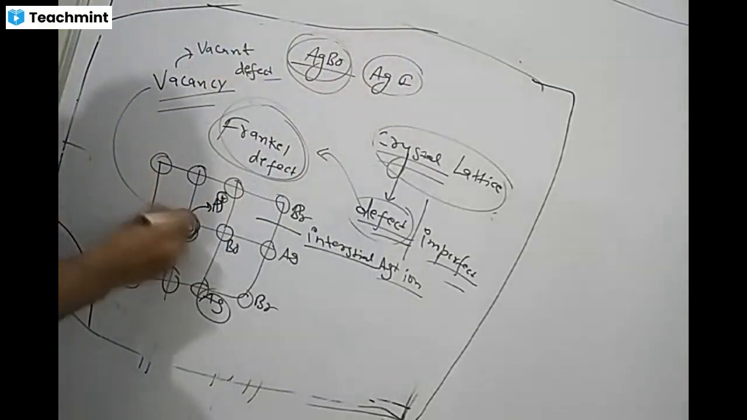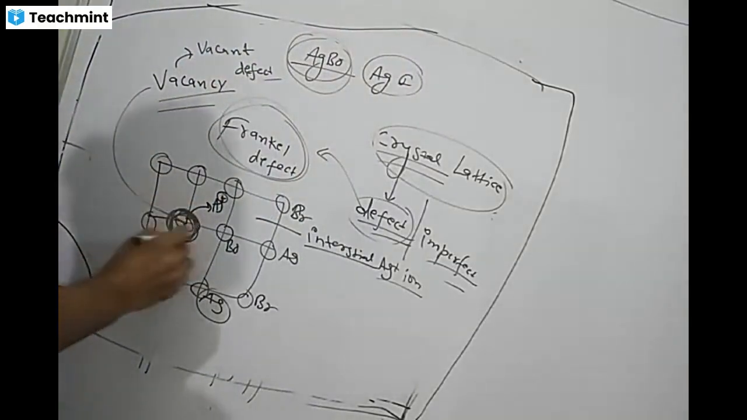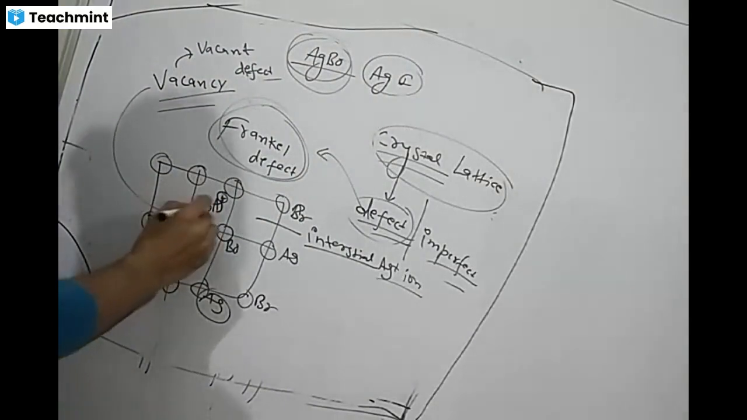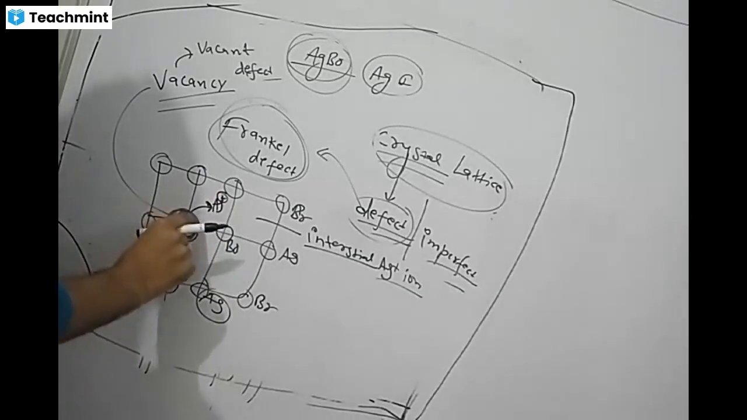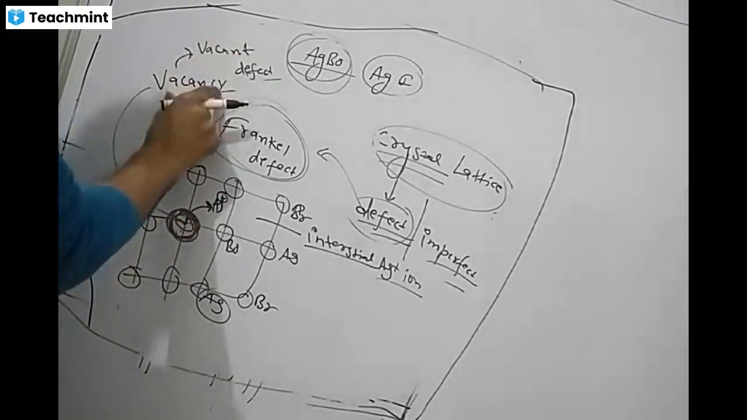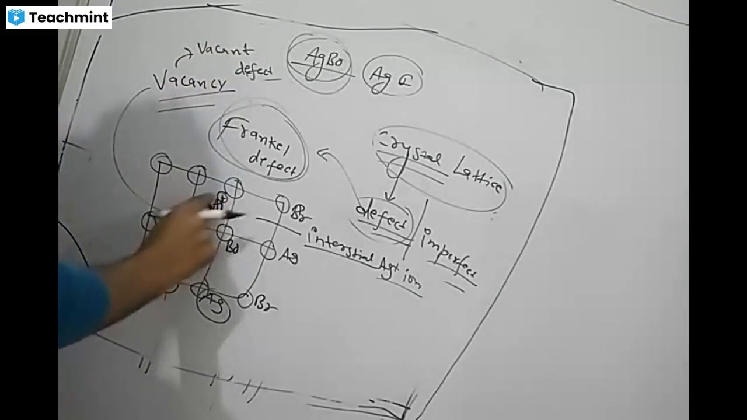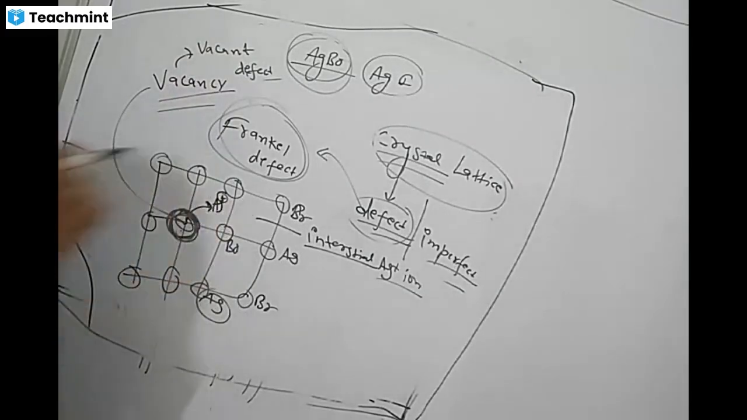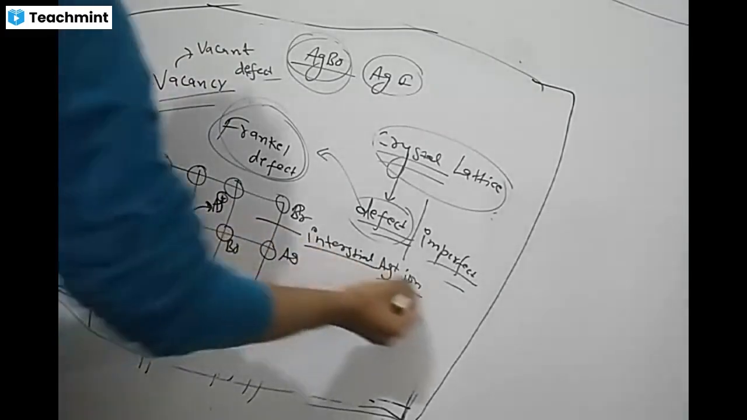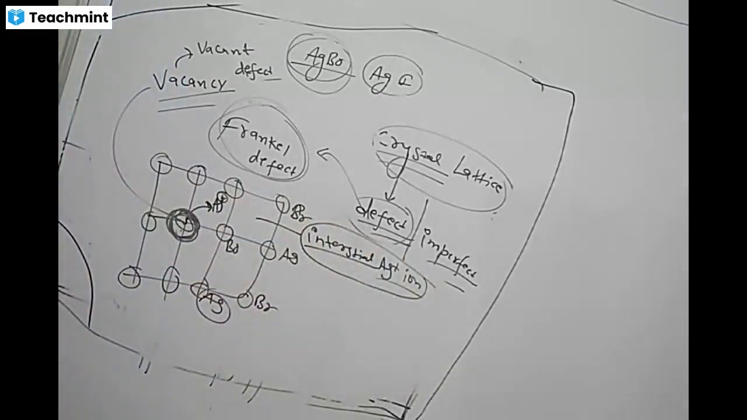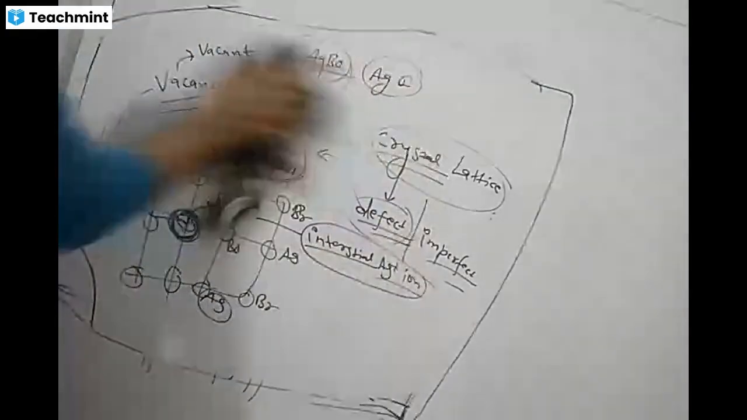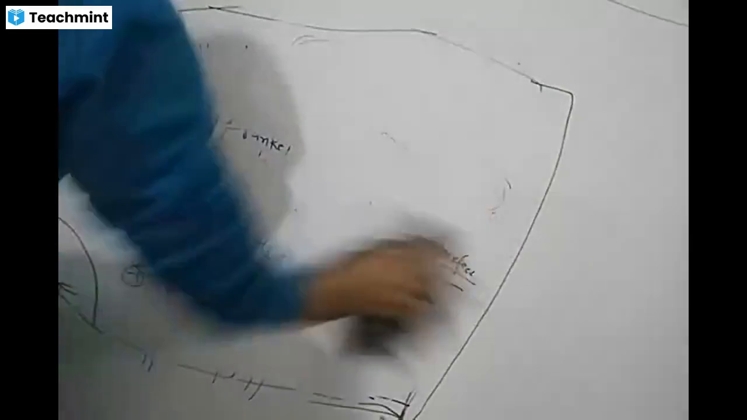So in Frenkel defect, in the AgBr crystal, one of the Ag atoms moves from its original site into the interstitial site. The original site becomes empty and is called vacant space or vacancy. The site where it moved is the interstitial space, so this is called an interstitial silver ion. Such Frenkel defects are found in the crystal of AgBr.